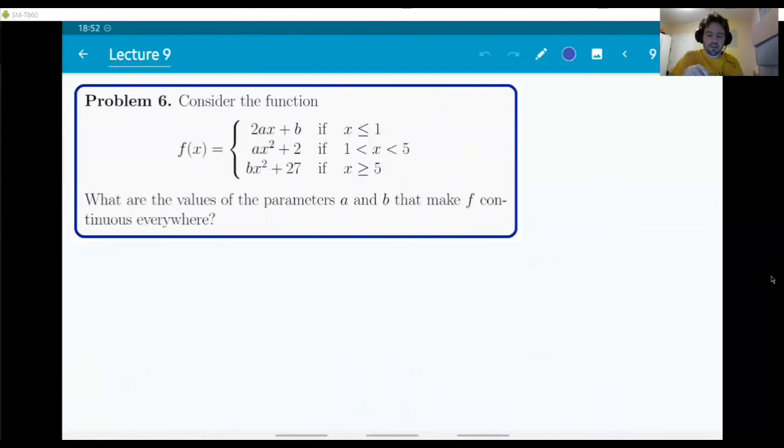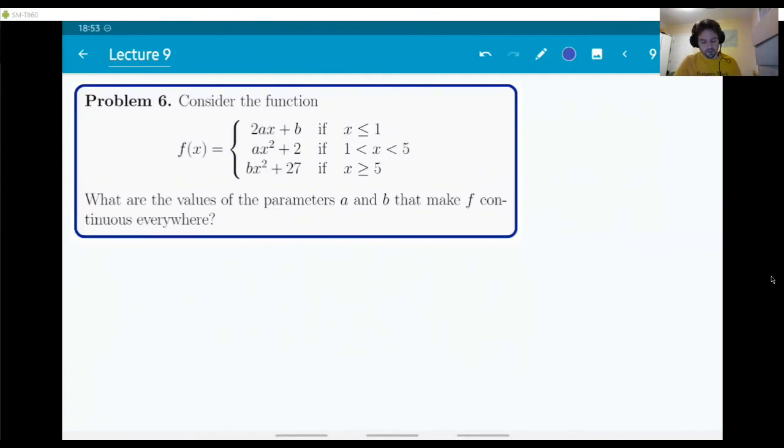Also a very common type of question for continuity: a piecewise function with breaks. What are the values of the parameters a and b? You can see the function has a and b in it. What are the values of those that make this function continuous everywhere, which means at all points? Well, what we need to understand is the only possible places where this function is discontinuous are 1 and 5. Again, the places where the definition changes. But it might still be continuous at those points when the one-sided limits coincide with the value of the function.